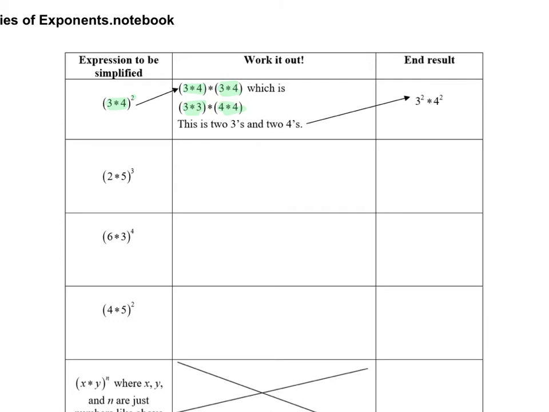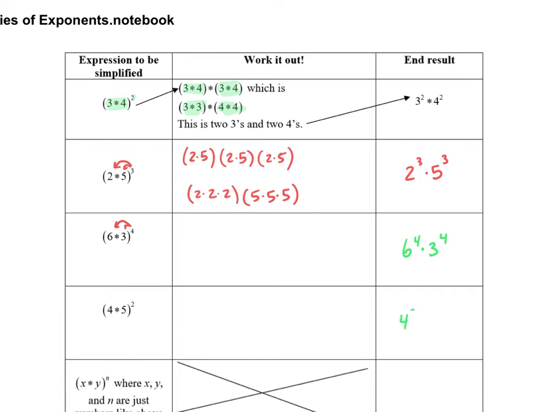We could see that here with our next one. So we have 2 times 5, 2 times 5, 2 times 5. We could just organize this as 2 times 2 times 2 times 5 times 5 times 5. And of course, that's going to be 2 cubed times 5 cubed. So there's this distribution property with exponents where we could distribute that exponential power to the items on the inside. So we're distributing those powers. So that next one would be 6 to the fourth times 3 to the fourth, 4 to the second times 5 to the second, those types of things.